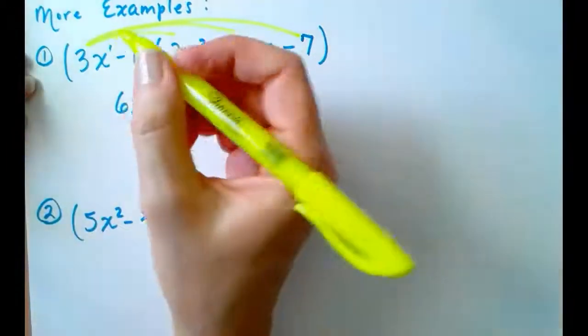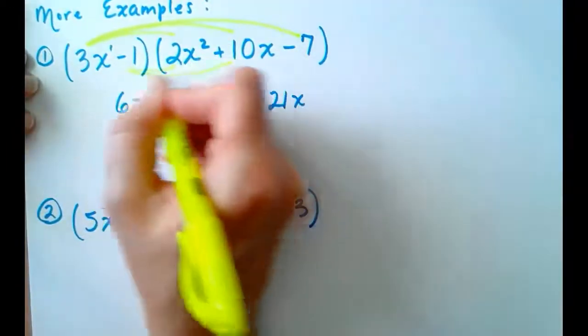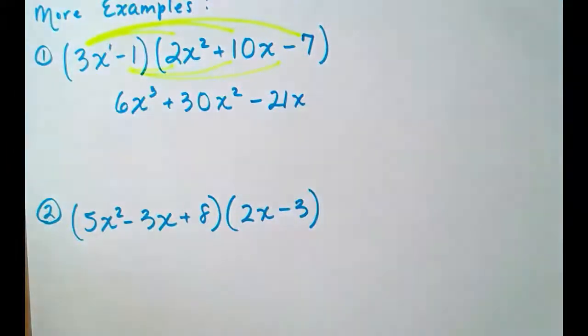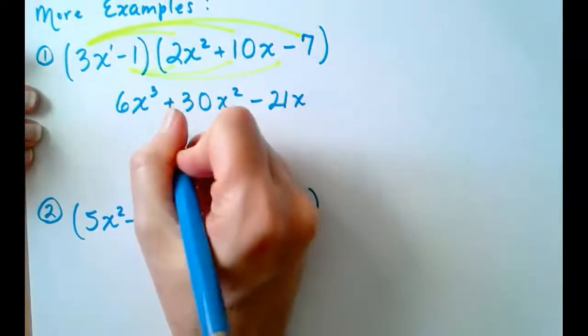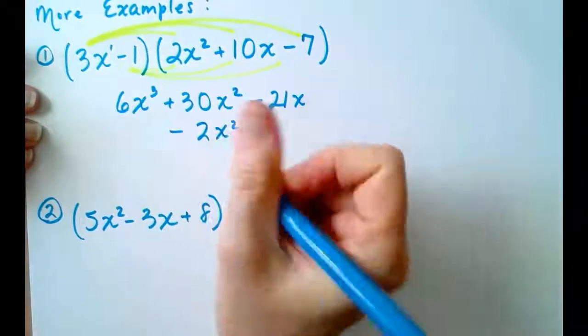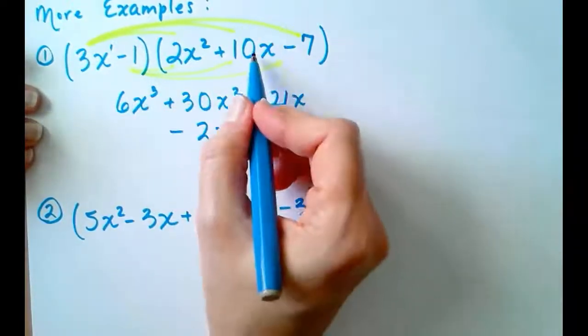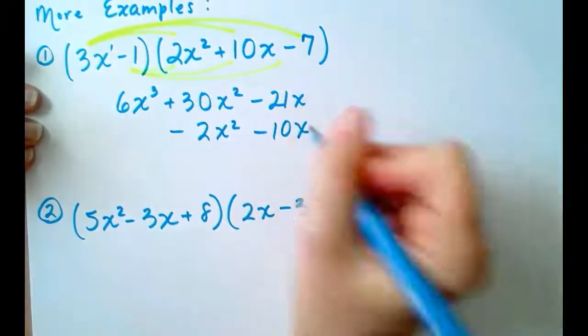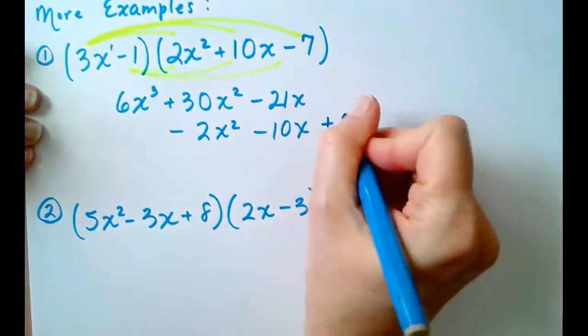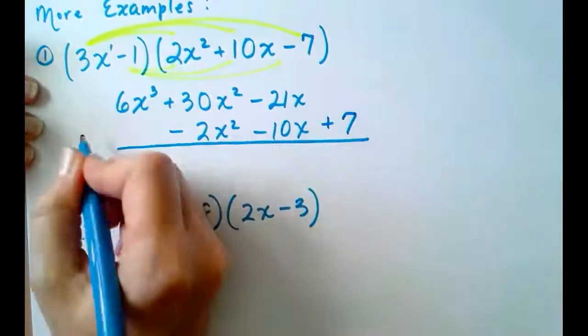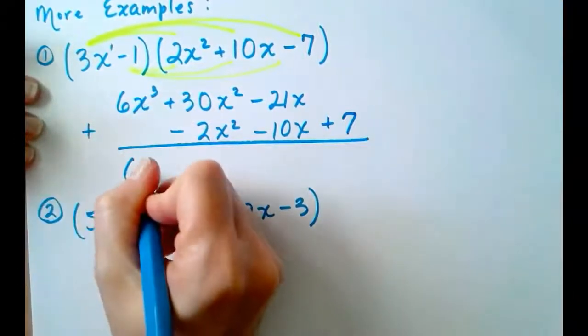Now we're going to take the negative 1 through the parentheses, line up those like terms. Negative 1 times 2x, negative 2x squared. Negative 1 times 10x, negative 10x. Negative 1 times negative 7 is plus 7. Add those like terms down the columns.